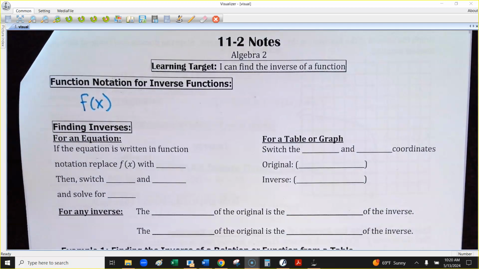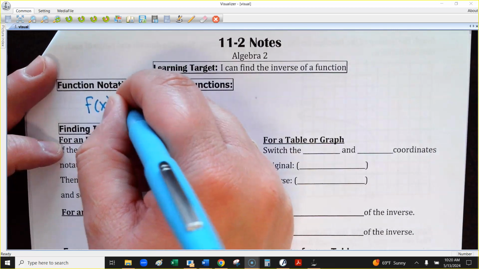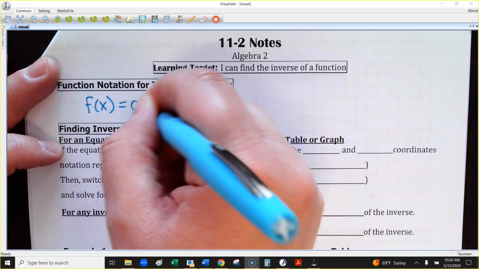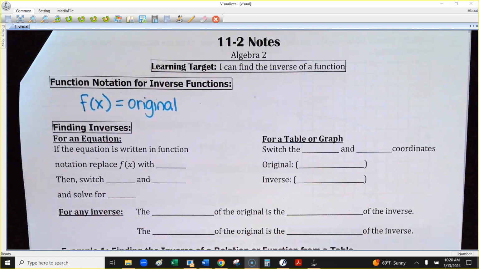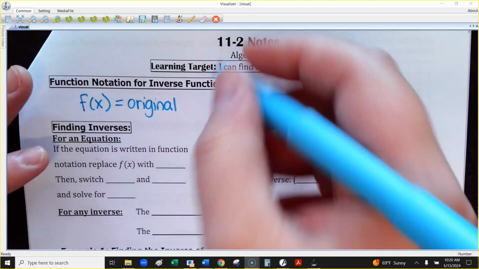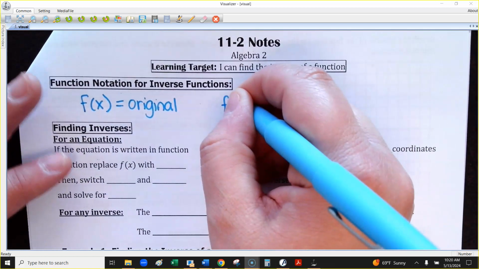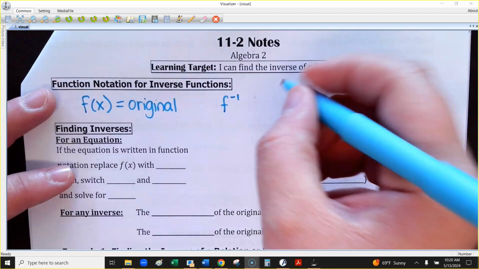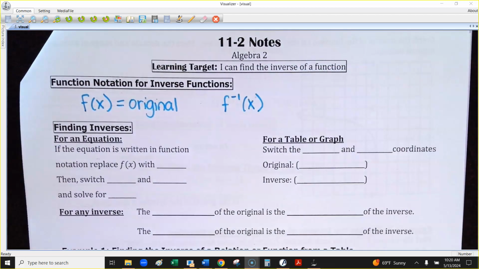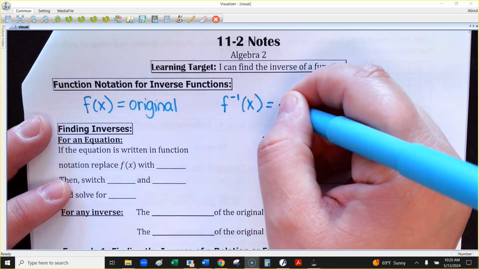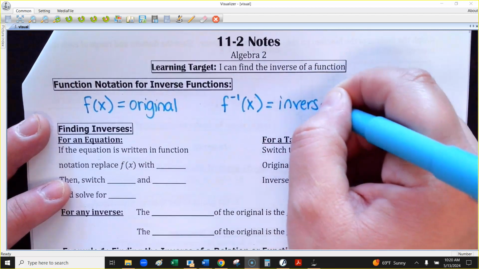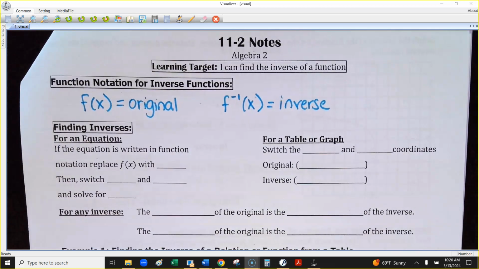Okay, so just so you guys can see this, f of x would be, and you could use a g of x or an h of x or something like that, but a lot of times they use f. So f of x would be your original, and the inverse looks like a little -1 power. That notation is not just for functions, it's for matrices and some other things too. But that notation looks like a little -1 power f. You'd read that as f inverse of x is the notation for the inverse.